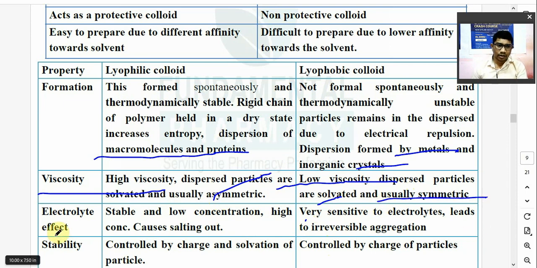Electrolyte effect, addition of electrolyte. Lyophilic colloids are stable and a low concentration will not affect their stability, but a high concentration will cause salting out effect and coagulation. In case of lyophobic colloid, they are very sensitive to addition of electrolyte.